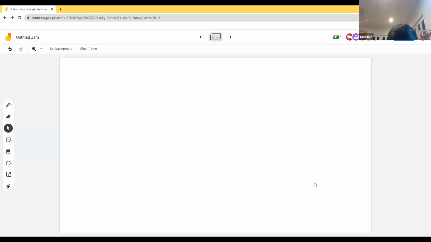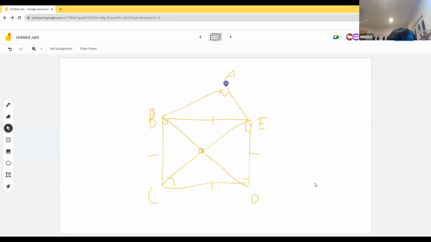Problem 1, we have A, B, C, D, E. And this is a square, so you know that the sides are equal and that the angles are 90 degrees. And we know angle A is 90 degrees. And O is the center, and we want to prove that AO bisects BAE, so splits it into two. So we know that would mean splitting it into 45 and 45.